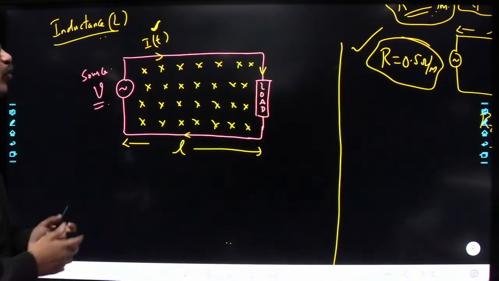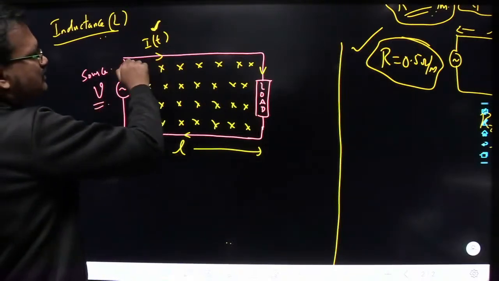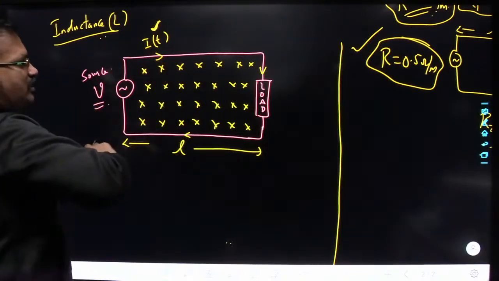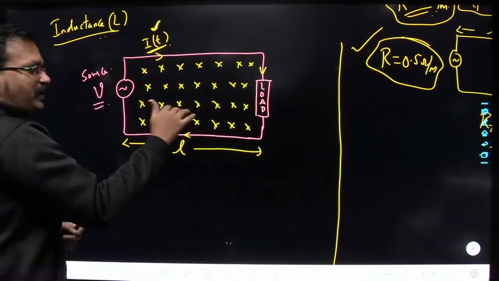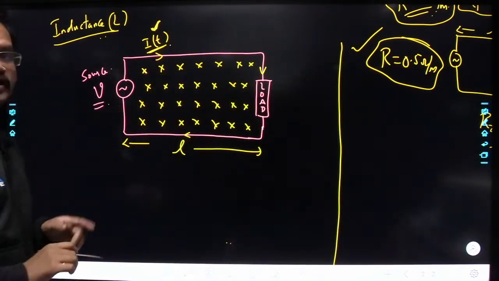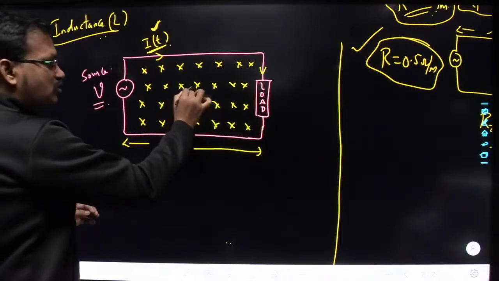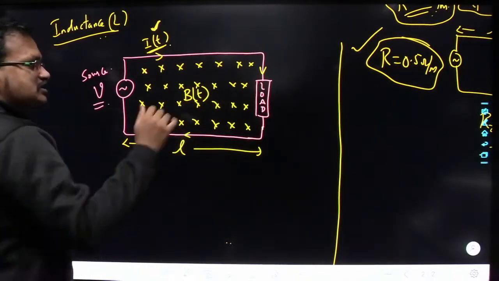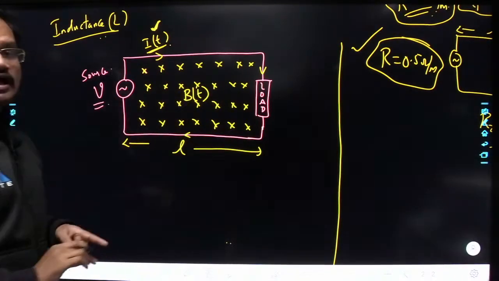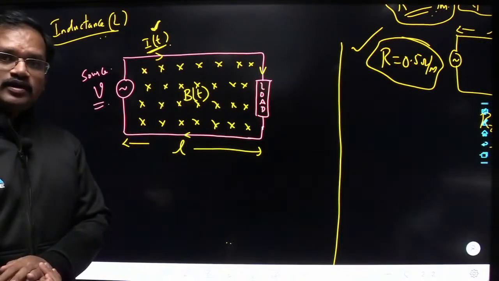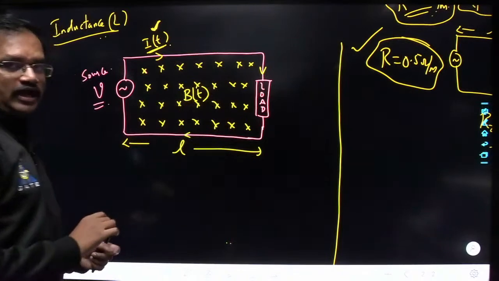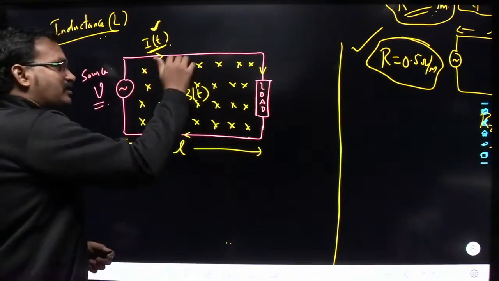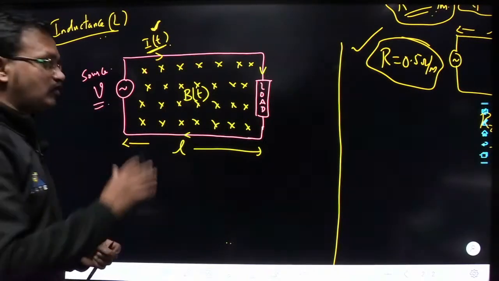So now what happens here? Here the current is varying with respect to time, and hence the B field that is penetrating through this loop will also vary with respect to time. So the magnetic field that is penetrating into the board will also vary with respect to time. Whenever the B field penetrating through this loop varies with respect to time, that means there is a change in magnetic flux through this loop.